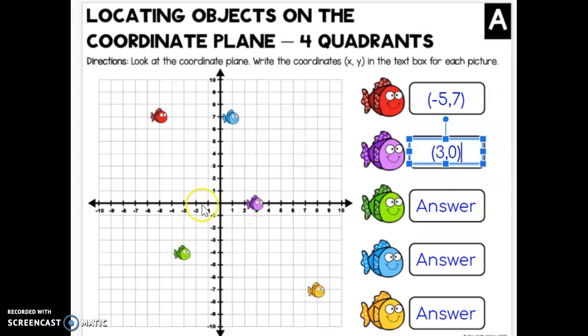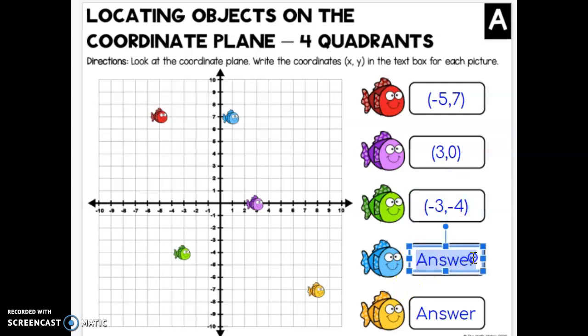Now let's look at the green fish. If I look at the green fish, he's in quadrant 3, so he's going to be a negative number. So if I look at this, he's at -3, then I go down, I went down -4. Do you see how I went down 1, 2, 3, 4? So I'm going to write -3, -4. Just like that.